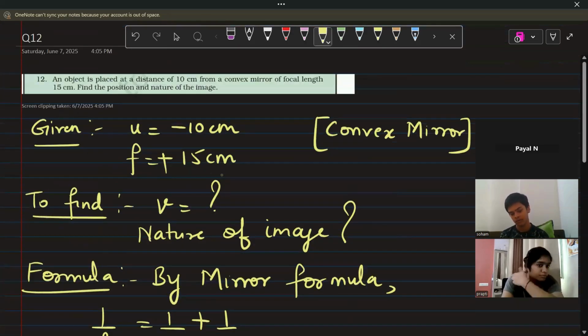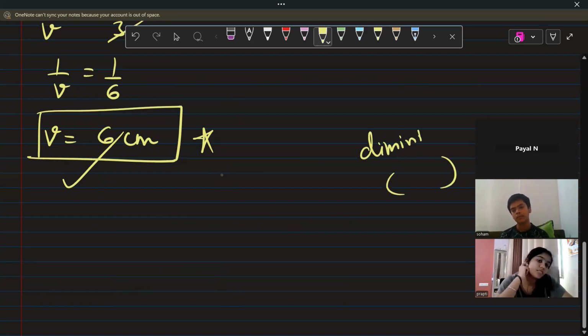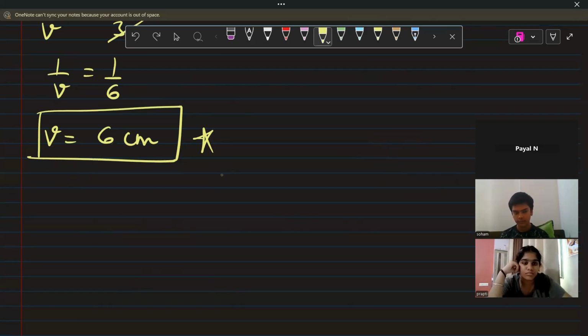Followed? Now one more thing that they have asked you: what is the nature of the image? Now you remember I told you nature of the image means what? You have to write down it is virtual, erect, and it is diminished. But whenever you're writing down it is diminished, you have to write down by how much? By a factor, right? So how will you find out that? Simple. You have to calculate the magnification. What is the formula for magnification?